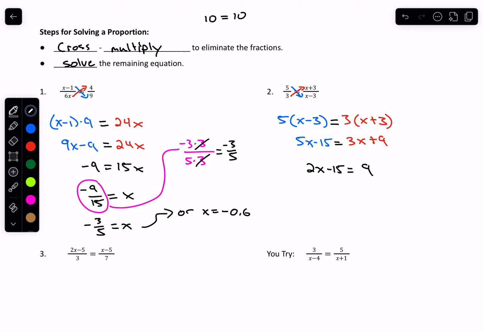Then if I add 15 to both sides, I get that 2x is equal to 24. 9 plus 15 gives me 24. And now I can go ahead and divide both sides by 2 to get that x is equal to 12. So not too bad. We have that cross products are equal to each other, and then we solve the equation that comes out of that cross multiplication.